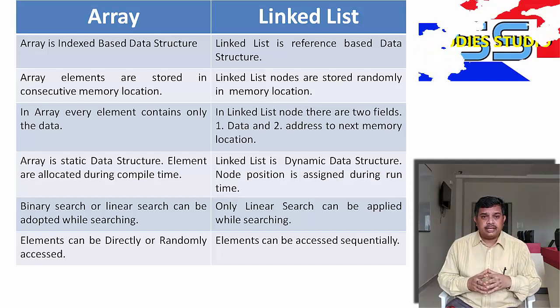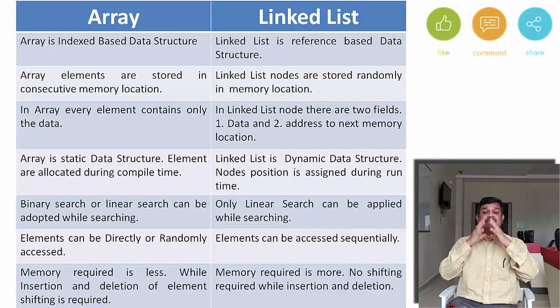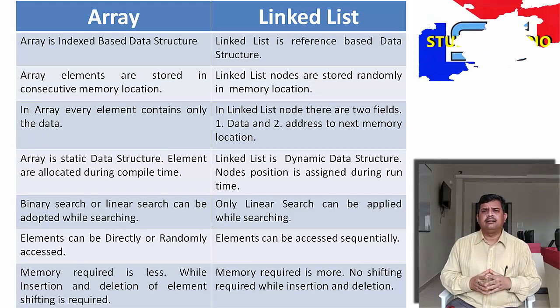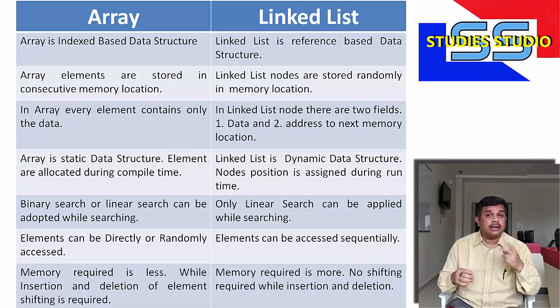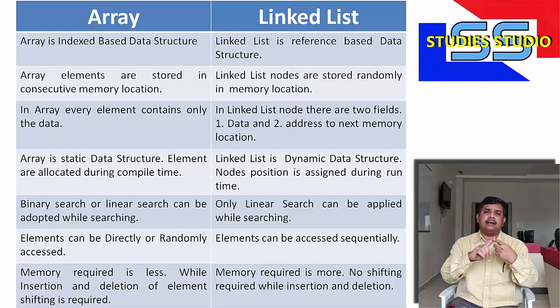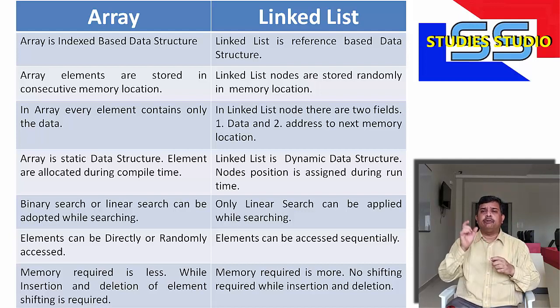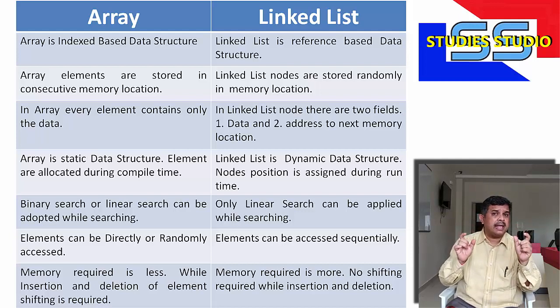And the last difference is memory required is less in array. Why? It contains only the data. But under linked list, each node contains two parts. One contains the address and another contains the data. So obviously, the memory requirement for each node as compared to array is more.